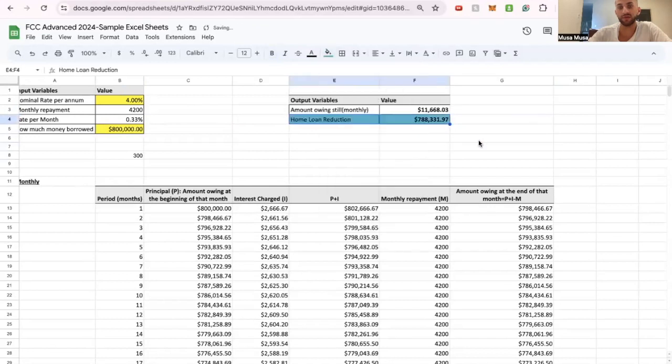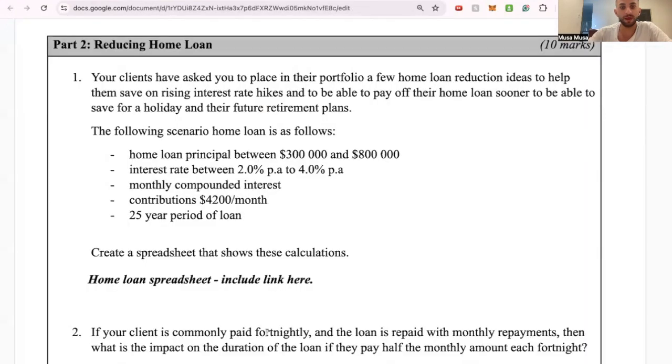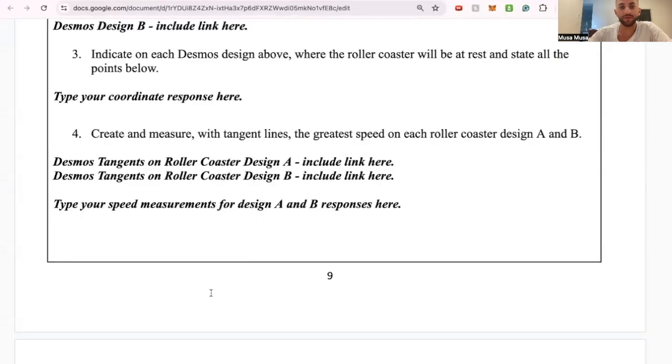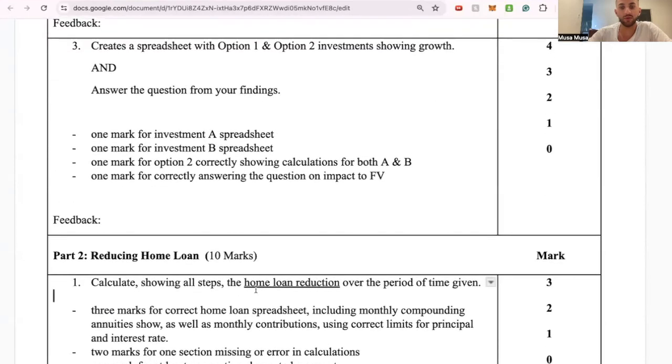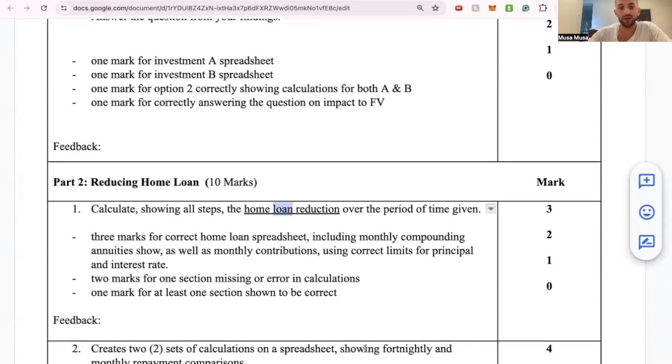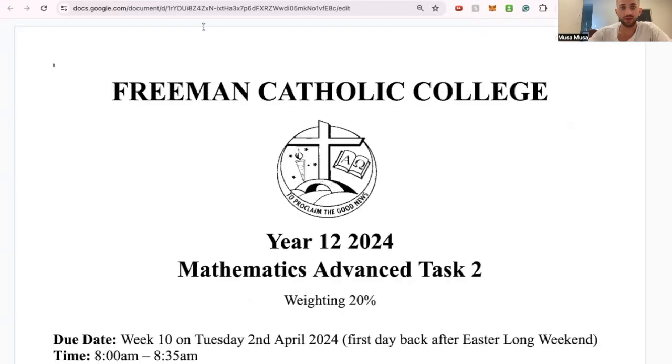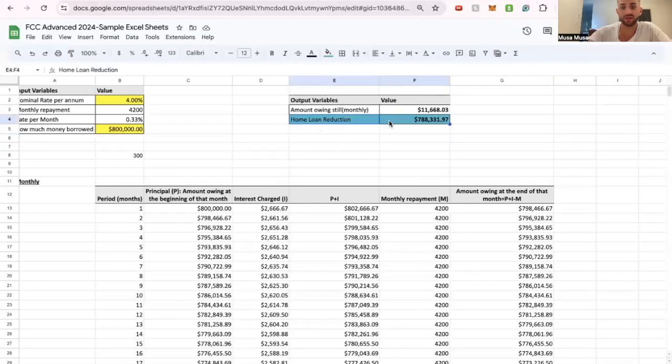If you look back here, it says create a spreadsheet that shows these calculations. If we look, it asks us, can you find the home loan reduction over the period of time? 3 marks for correct home loan spreadsheet, yes. Monthly compounding annuity is shown, yes. As well as monthly contributions using correct limits, yes. 2 marks for one, okay, sure. We've done the home loan reduction. And it's good to just have it at the top so that your teachers know that that's your answer. Cool. Now what we're going to do is go to part 2, question 2.